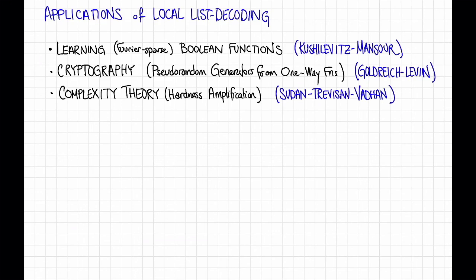Okay, so that about wraps up this video. To conclude, local list decoding might seem like a contrived notion if you just look at the definition, but actually it arises naturally in a wide variety of applications and gives rise to some really cool algorithms.